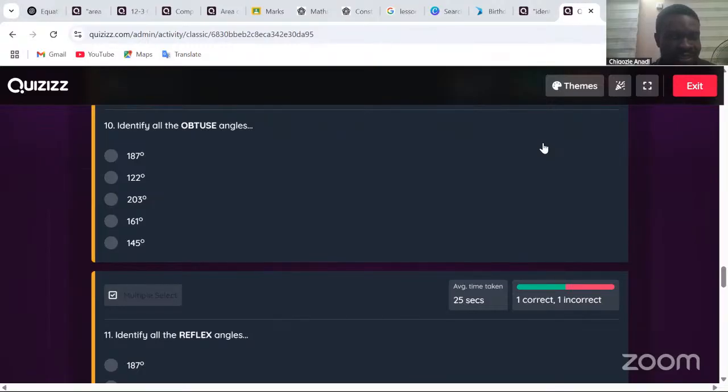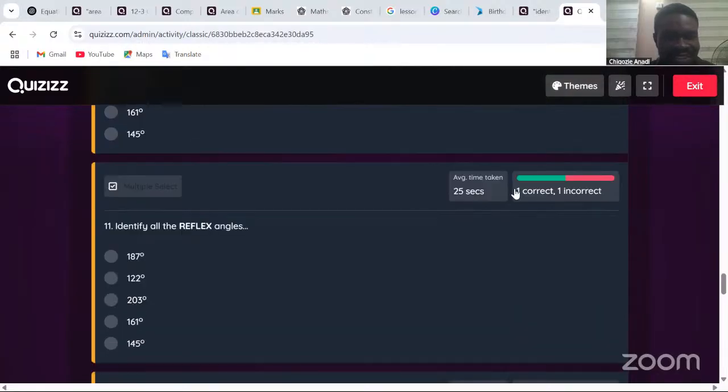Let's go, Chimamanda. 161. 161, correct. 187. 187, correct. Wrong. 187 is not correct. Remember, less than 180. 145. 145, correct. And 122. 122, correct.